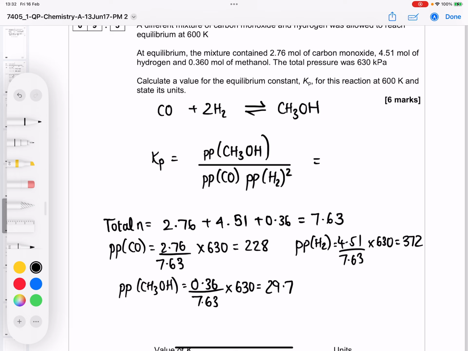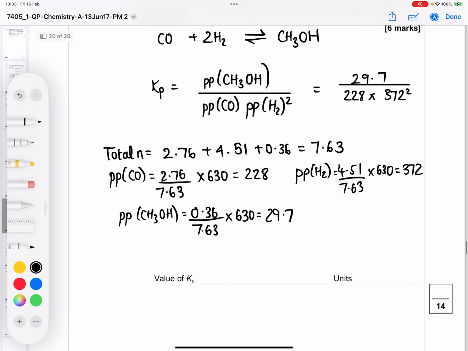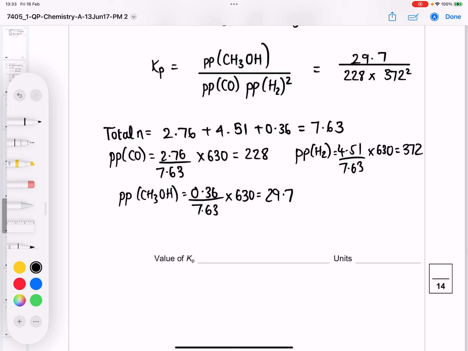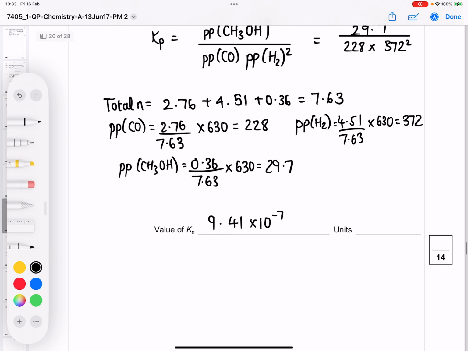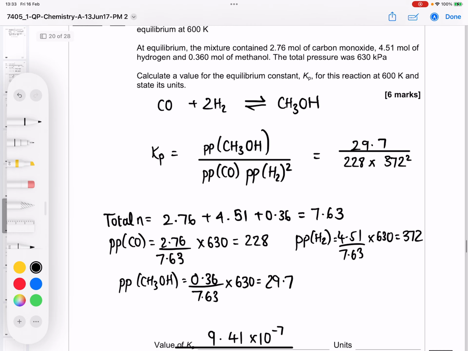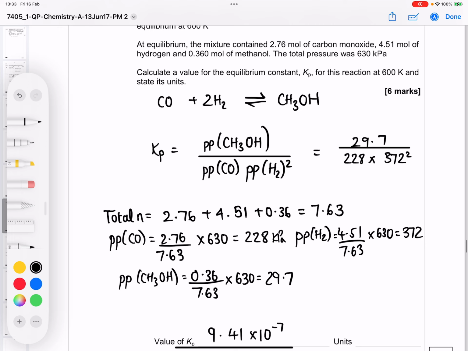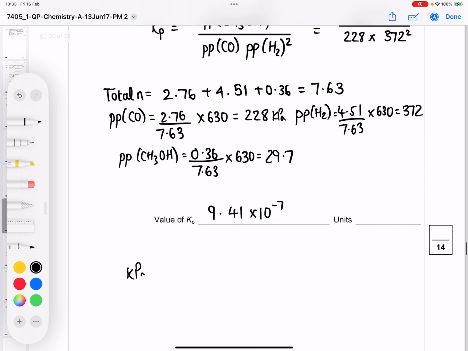We can go back up and put them into this expression. 29.7 divided by 228 times 372 squared. And if you type that onto your calculator, you will get 9.41 times 10 to the minus 7. And we've used values that are all in kilopascals. All these pressures were in kilopascals. And we've had kilopascals on the top divided by a kilopascals and a kilopascals squared. So in total we've had kilopascals to the minus 2.